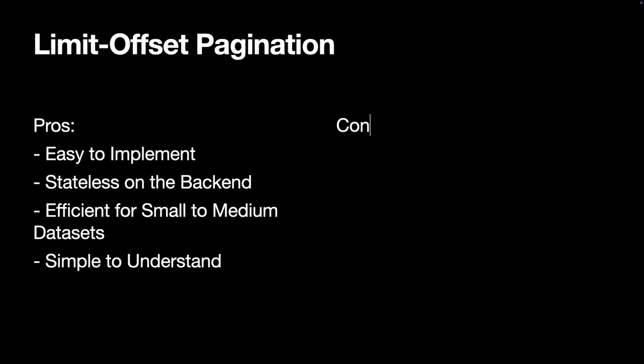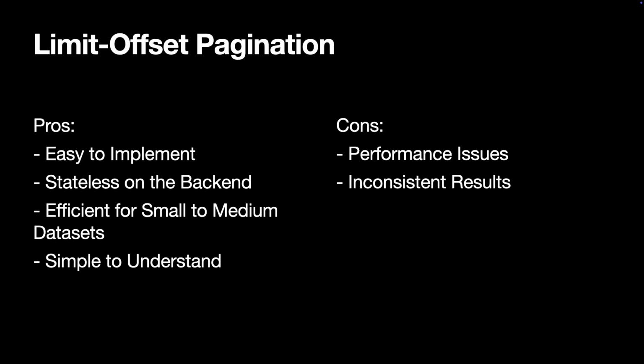Cons: performance issues. With large offsets, the database may scan through many rows, slowing down response times. Inconsistent results. If new data gets added or removed, the positions of items shift, which can make some results go missing or appear twice. Inefficient for real-time data. Not ideal for frequently updated datasets, as offsets can quickly become outdated.